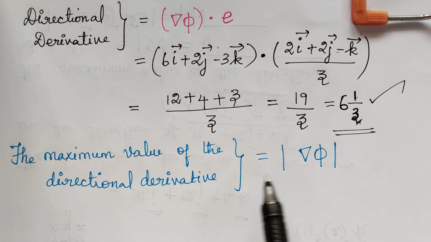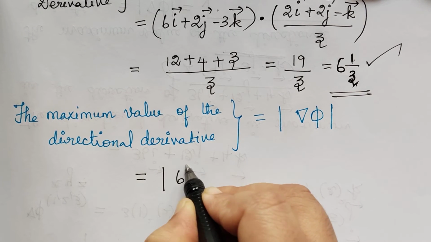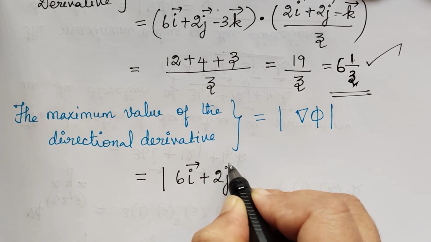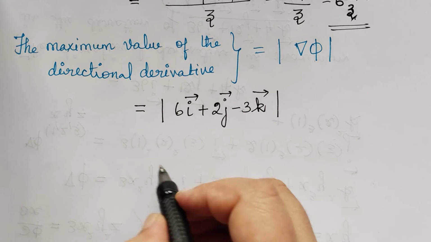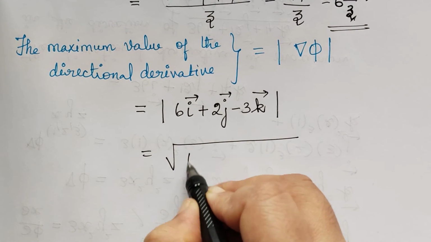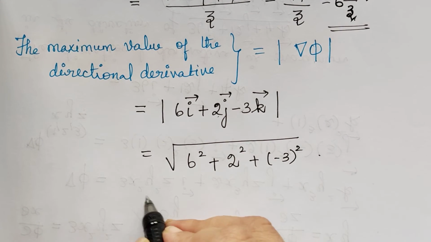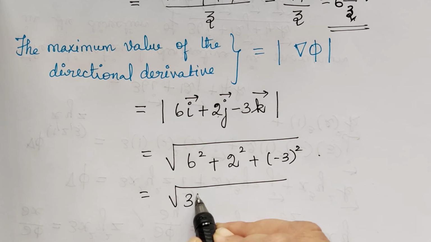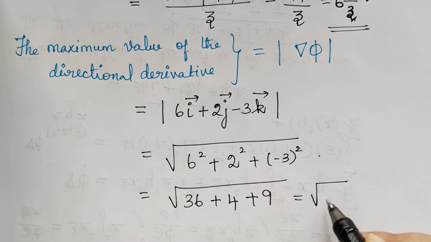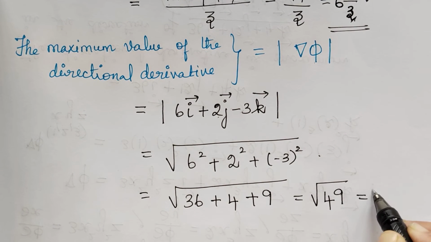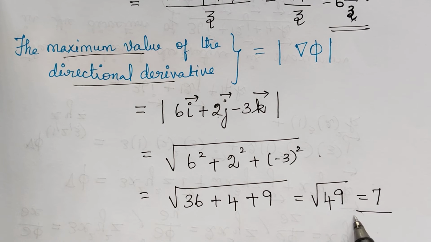So what is modulus of nabla phi? It is the modulus of nabla phi, which we just found to be 6i vector plus 2j vector minus 3k vector. Let us substitute that here. Taking the modulus, it is the square root of 6 squared plus 2 squared plus (-3) squared, which is the square root of 36 plus 4 plus 9, which is the square root of 49, and the square root of 49 is 7. So the maximum value of the directional derivative is 7.